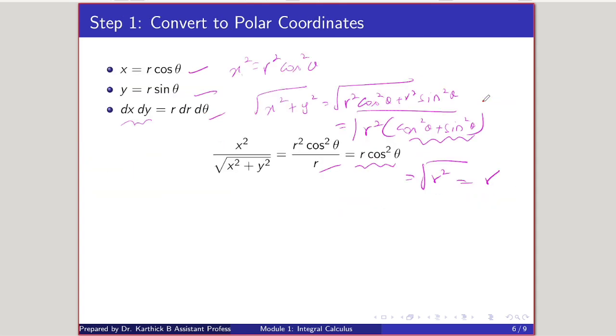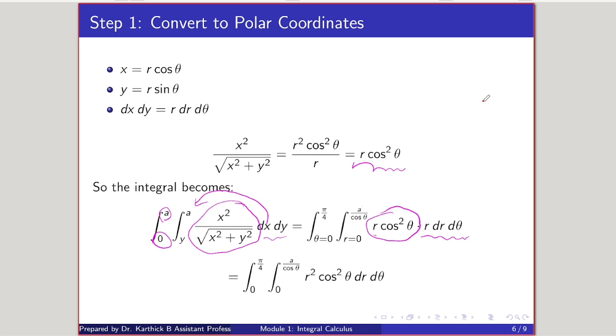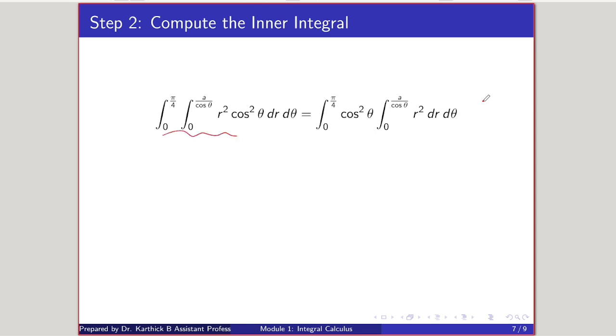So this is the limit of r, and this is the limit of theta. We are taking the limits: r varies from 0 to a by cos theta, and theta will be 0 to pi by 4. And now we are multiplying by r square cos square theta dr d theta. Then we want to evaluate this double integral. Now we are going to evaluate this part with respect to r. With respect to r, the theta terms will be constant, so I may keep them outside the integral, and I may evaluate this alone.